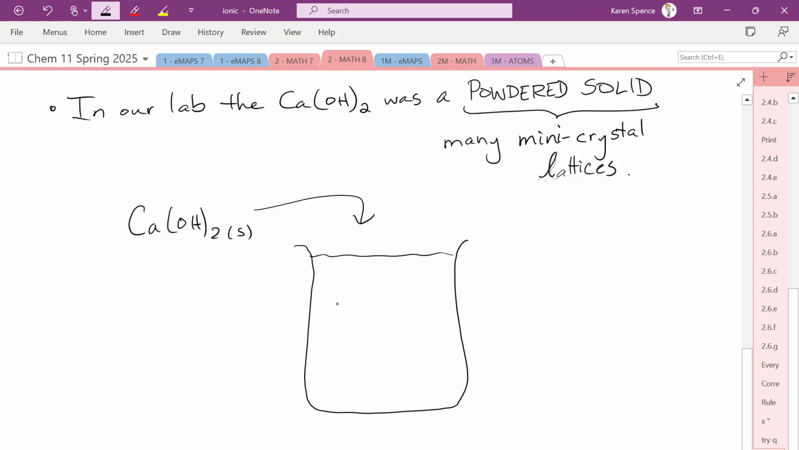Now, do you remember? It's a powder. So what do we have? We have little powder. And what are the powder? They are little mini crystal lattices.